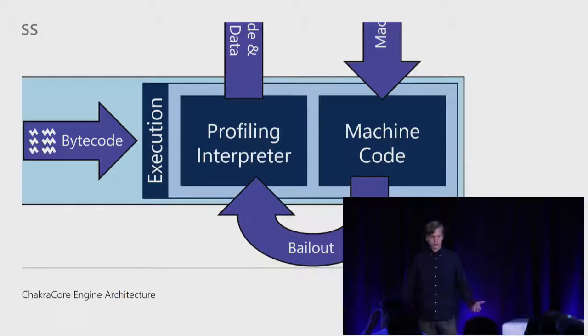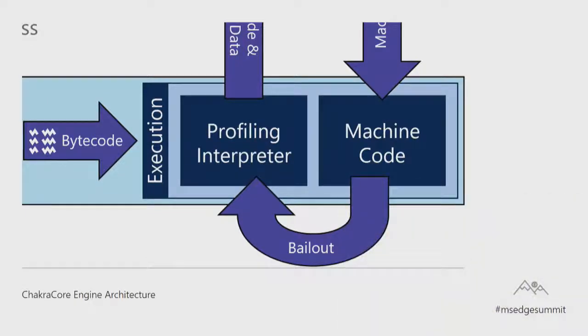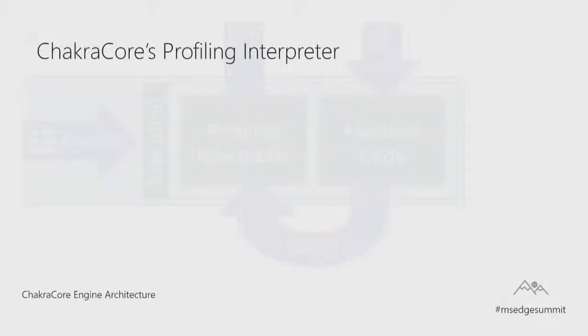So after we have the bytecode, we pass it over to our execution engine. The execution engine can run two kinds of code. It can run machine code, basically assembly code that runs directly on the platform that you're trying to run. And it also has a profiling interpreter. I'm going to talk about this interpreter because it's actually one of the key components of ChakraCore's architecture that enables really great scalable performance across massive JavaScript sites.